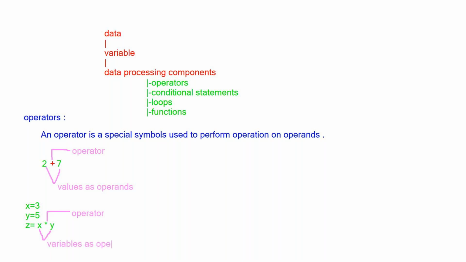Variables as operands. So star is what? Operator. X and Y are what? Variables as operands. So an operand can be what? In general, operands in programming languages always are variables. Operands always are what? Variables. So X and Y are called variables, which are acting as operands here, and the star is acting as what? Operator.